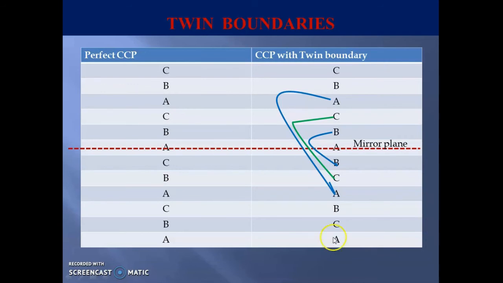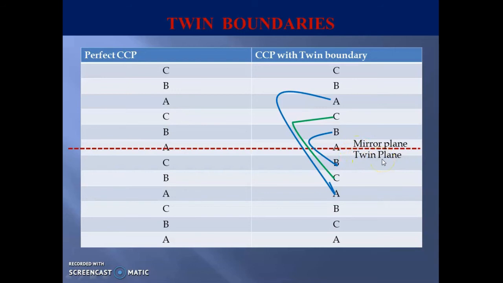So we can say this part below the mirror plane is a mirror image of the crystal above the mirror plane. So this mirror plane can also be called as a twin plane. If the upper sequencing or the upper crystal is taken as the original crystal, then the lower one is the mirror image of the upper crystal, or it can be considered as a twin. So this plane is considered as a twin plane.